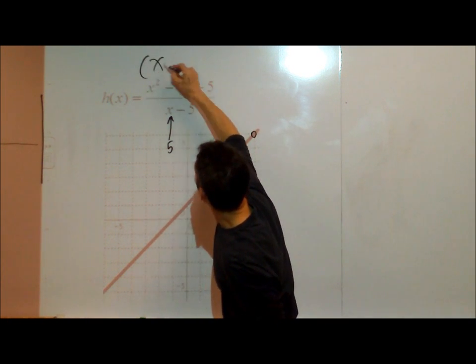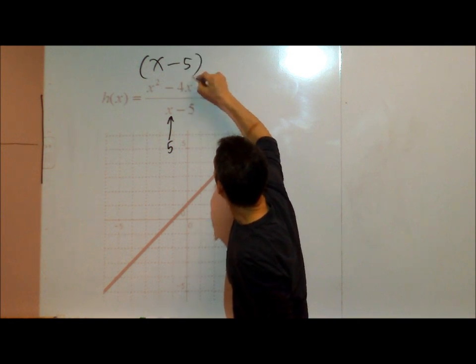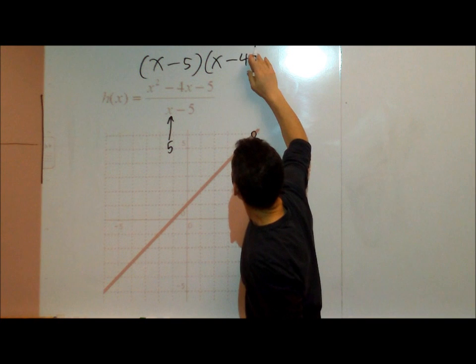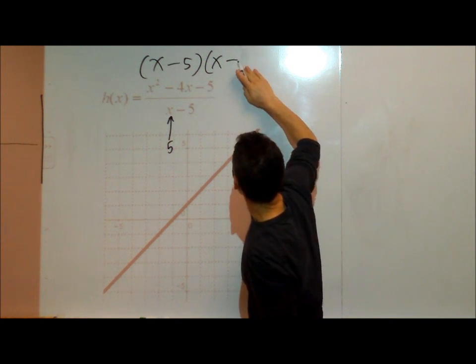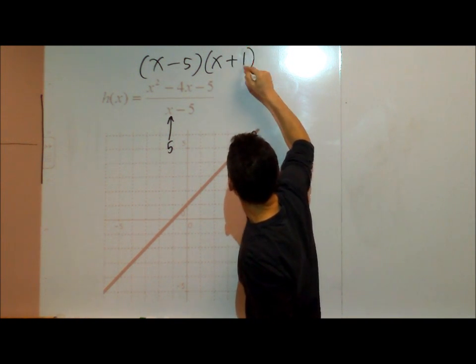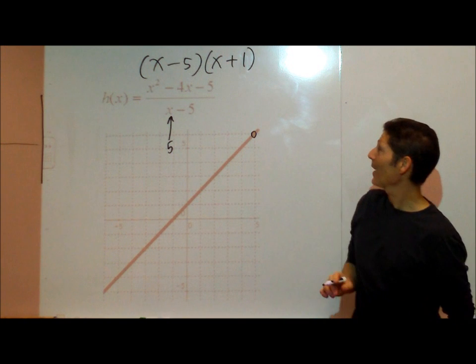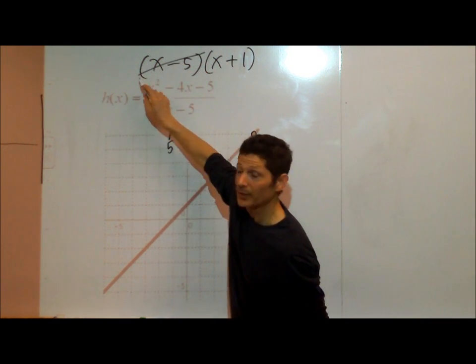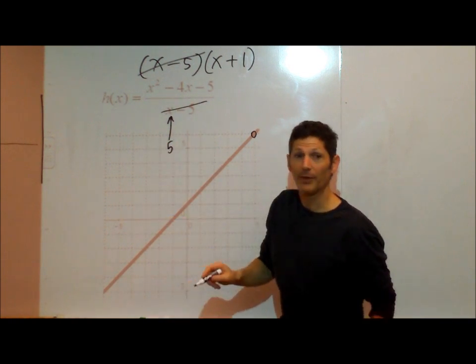I have x minus 5, x minus... Oh, did I do that wrong? Wait, help me out here. What is it? Plus 1. Plus 1, thank you very much. Oh my god, all right. X plus 1. If I factor the top and bottom, I have an x minus 5 on top, and x minus 5 on the bottom.